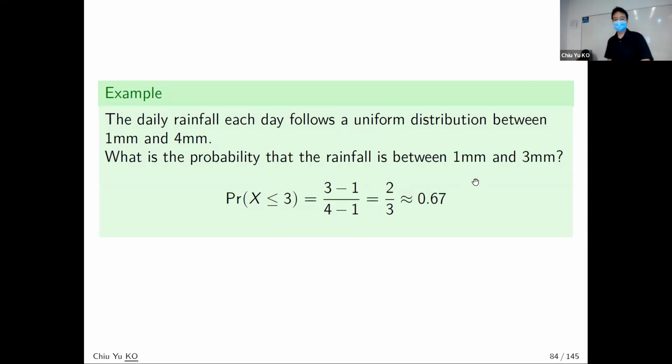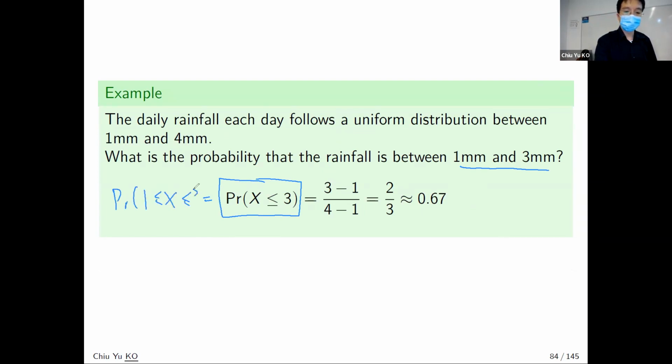The other one is something we would care a little bit more about. This one is asking the probability between 1 and 3. So this question is like this one, right? Indeed, they're asking this one: the probability between 1 and 3.